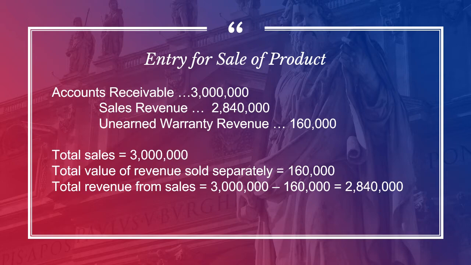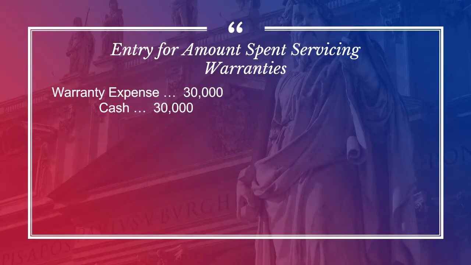Now, what you do afterwards is that you would make an entry for the servicing of warranties the company spent in the same year, and it's exactly the same. You would debit warranty expense for $30,000, credit cash for $30,000, and that's the warranty expense the company incurred. Cash is the amount of cash the company used up. Now, the other important part here is that you have to recognize warranty revenue at the end of the year.